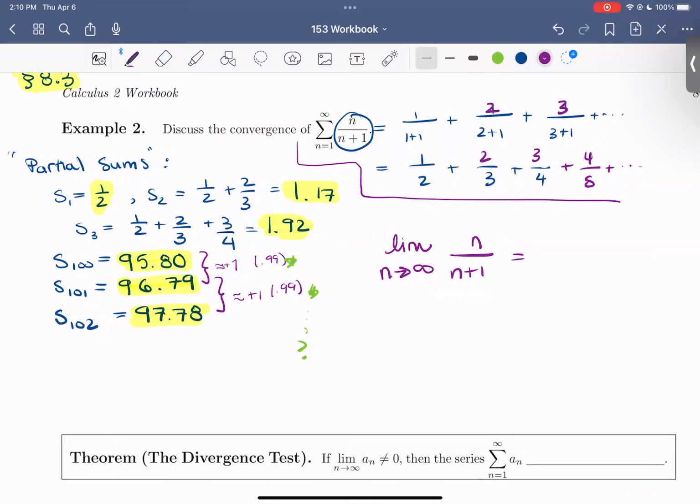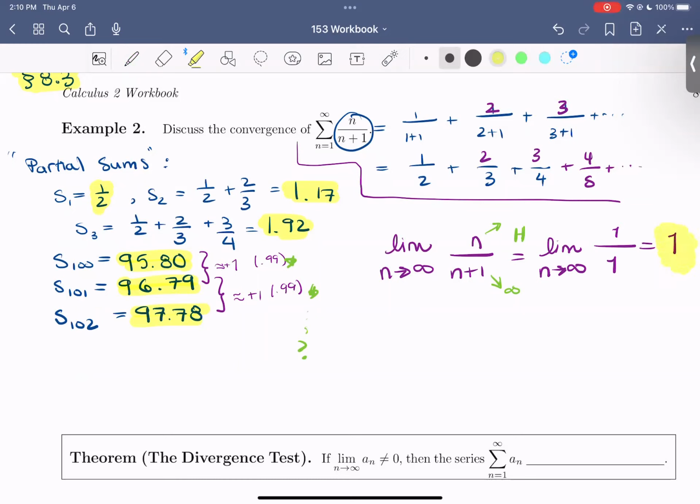So as n goes to infinity, that numerator is going to go to infinity. That denominator is going to go to infinity. So we're going to use L'Hopital's rule here. So that's going to tell us this is equal to the limit as n goes to infinity of the derivative of n, which is just 1, over the derivative of n plus 1, which is also 1. So the limit of the terms themselves goes to 1.